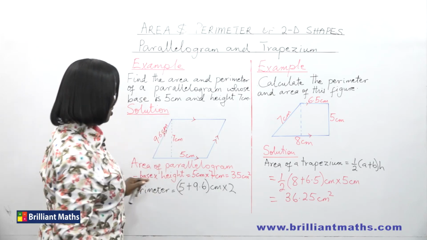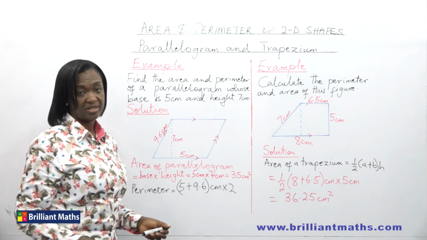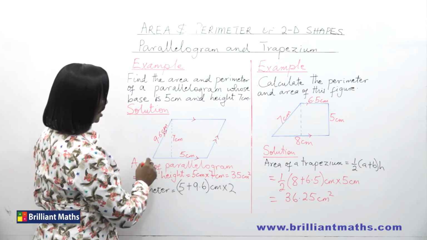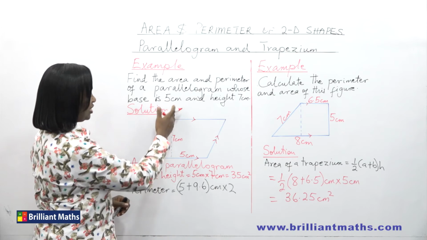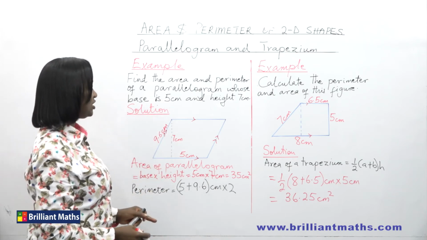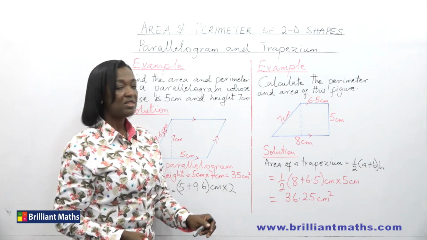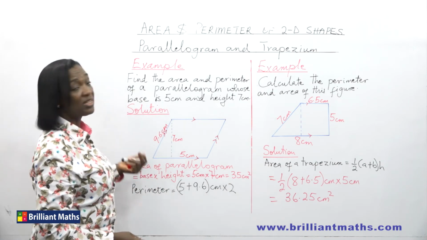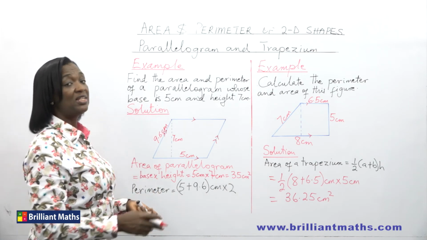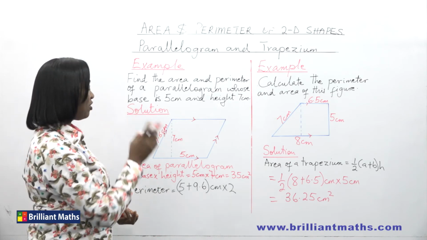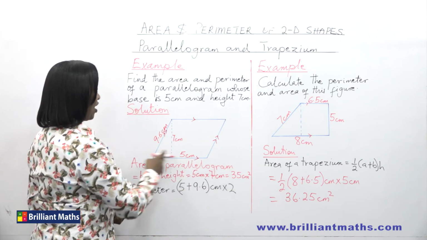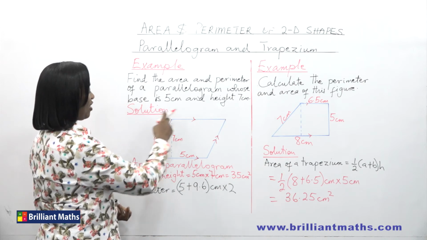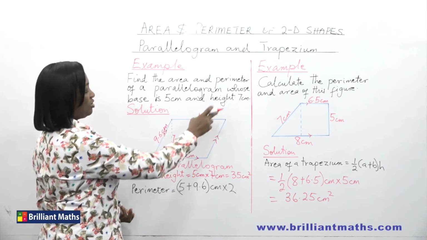The area of the parallelogram is base times height. So that's the base, 5 centimeters, times height, which is 7 centimeters, and it's 35 centimeters squared. That's the area. Then the perimeter, like we all know, is the distance around the shape, the sum of all the sides. So 5 plus 5 plus 9.6 plus 9.6.